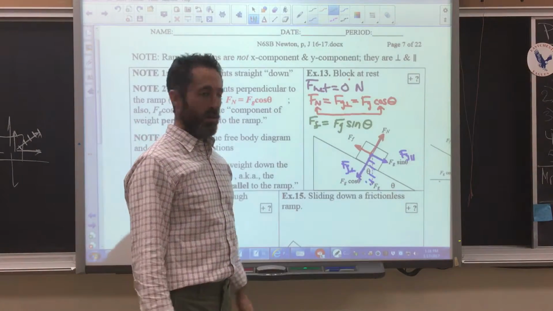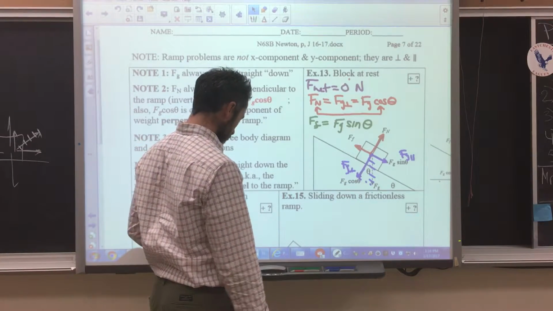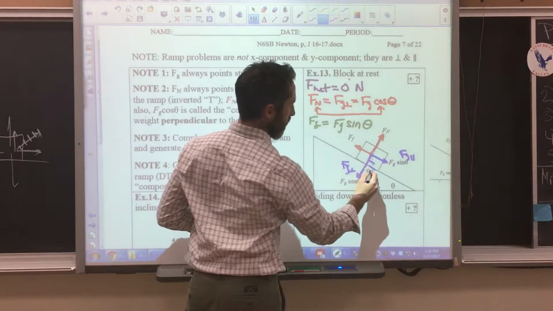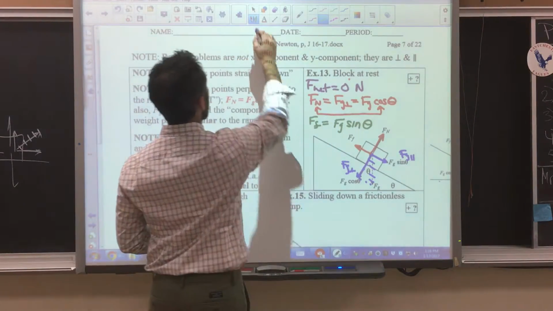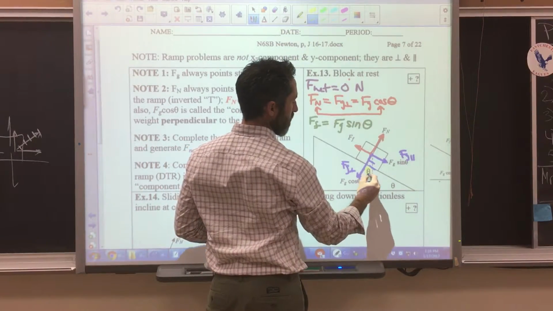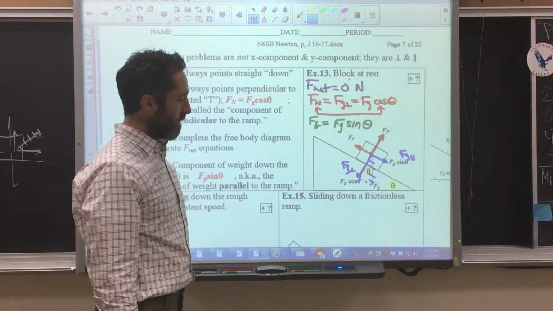Because we have a net force of 0. Now, for those of you who are into the geometry of it, this theta right here, that didn't work out so well. Let's put a little highlighter on. This theta right here is the same as this theta right here. That's the angle of the incline.